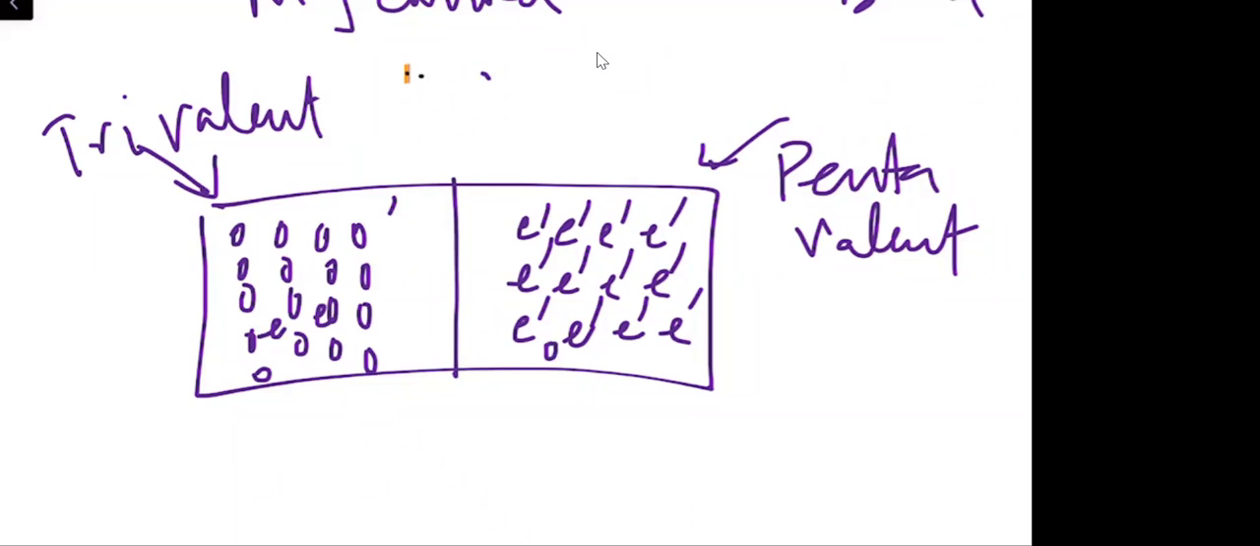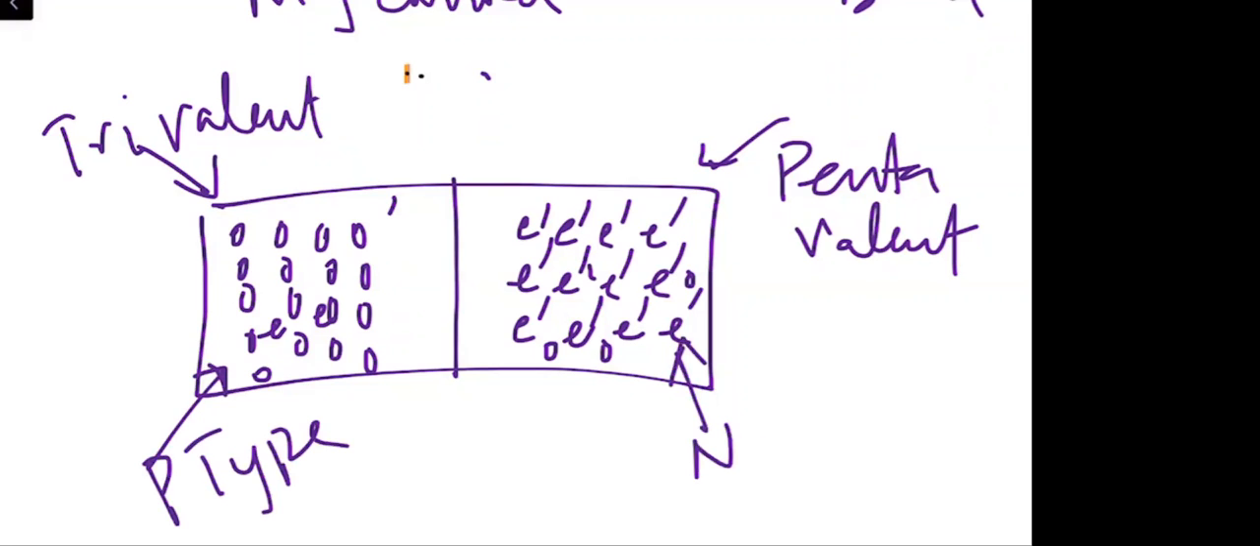And very few holes, they will be available over here. Right? Now, whenever the p-type, because this is the p-type, and this will become the n-type. Whenever they come together, when they become close to one another, what will happen?